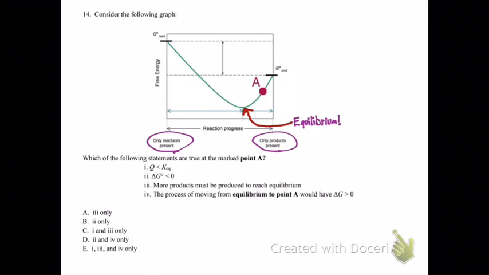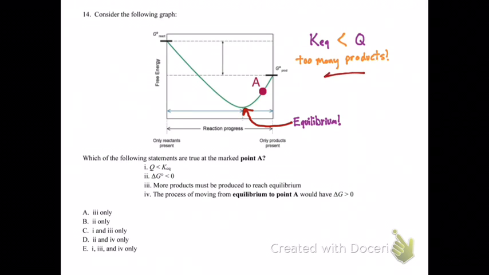So this means that Q, the product-to-reactant ratio that we have, is greater than Keq, the product-to-reactant ratio that we want, that the chemical reaction is going to eventually settle at. So if Q is greater than K, that always means that there are too many products, and the reaction would have to proceed to the left then in order to make more reactants to get to equilibrium. Or if we visualize it on the graph, we'll need to make more reactants so we can eventually settle in at equilibrium. So with that in mind, let's look at what these statements say.